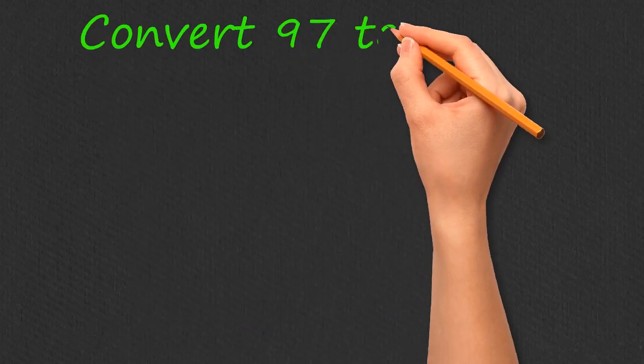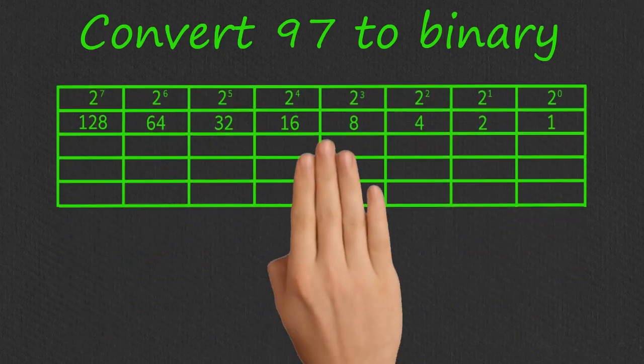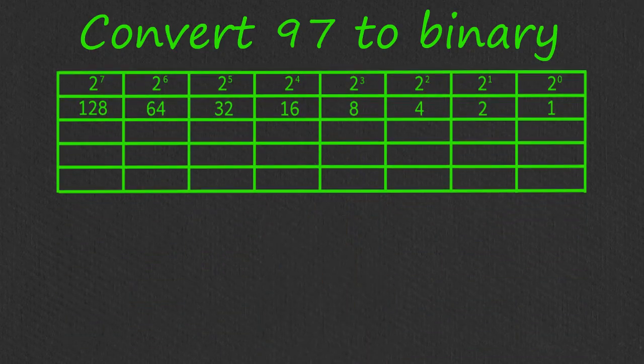Let us try again and see if this would work with another number. Let us convert 97 to binary. Again, here is the blank binary place value table to help us with the place values. Let us start adding the place values from the smallest again and see if it will work this time. 1 plus 2 makes 3, plus 4 makes 7, plus 8 makes 15, plus 16 makes 31, plus 32 makes 63, plus 64 makes 127. We have ended up with a sum that is too much for our 97.